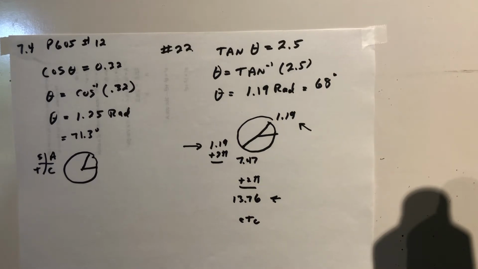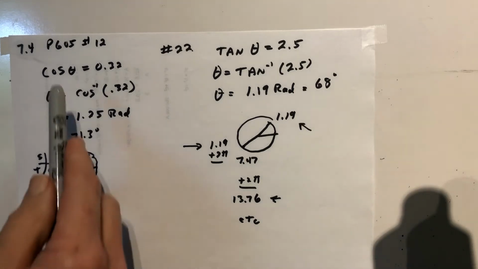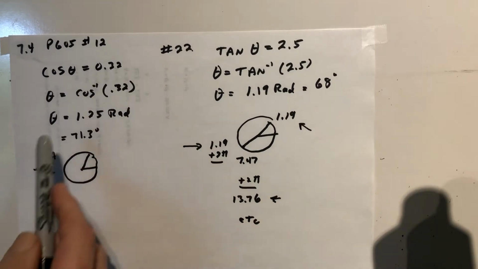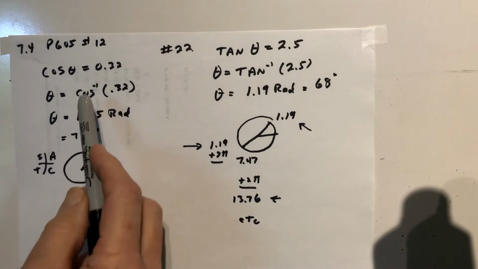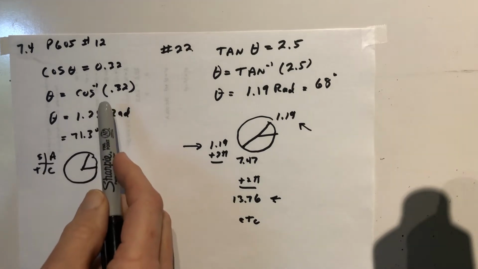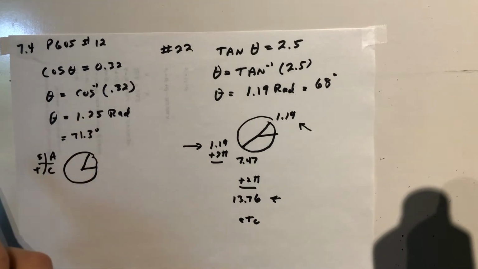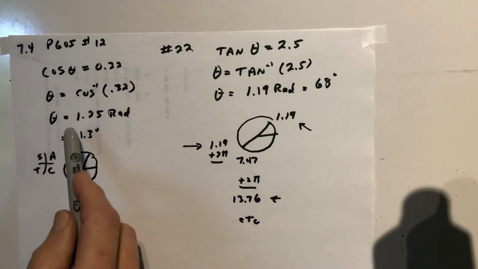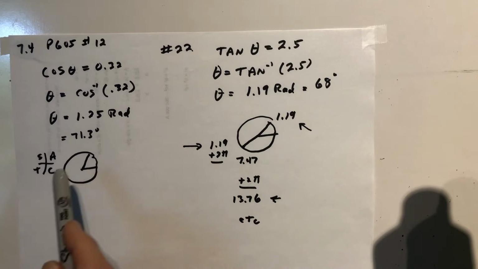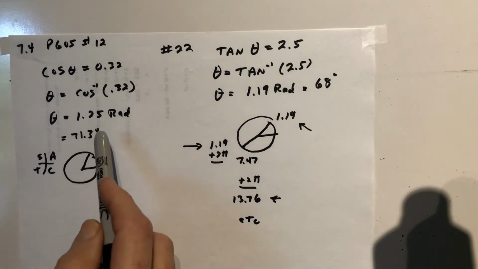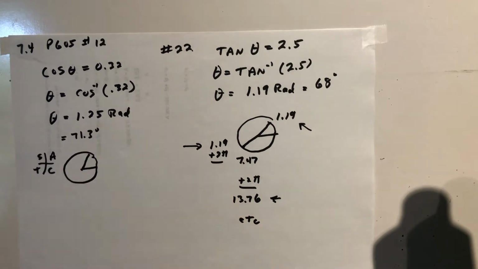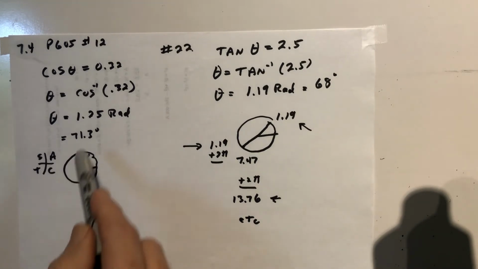Cosine of theta is 0.32. So you then say theta must be the arc cosine of 0.32. On your calculator, I had it set for radians because this is theta. And I got 1.25 radians. If you want to convert it to degrees, you multiply by 180 and divide by pi, and you get about 71 degrees. The reason I do that, I sort of want to know where the angle is.